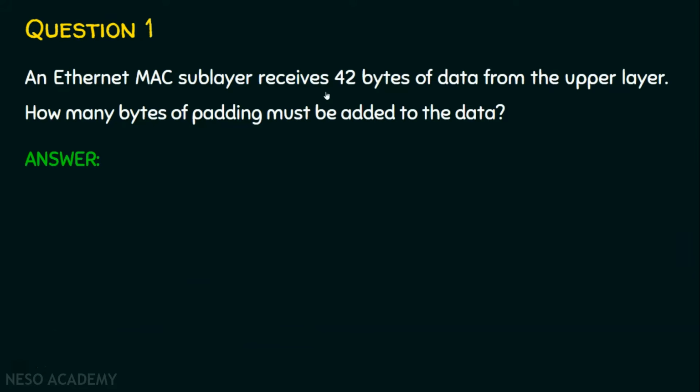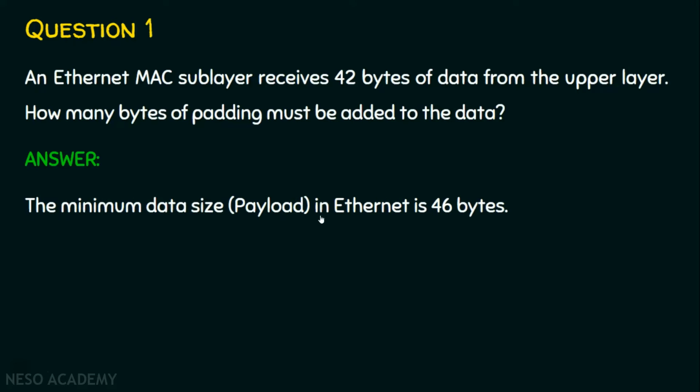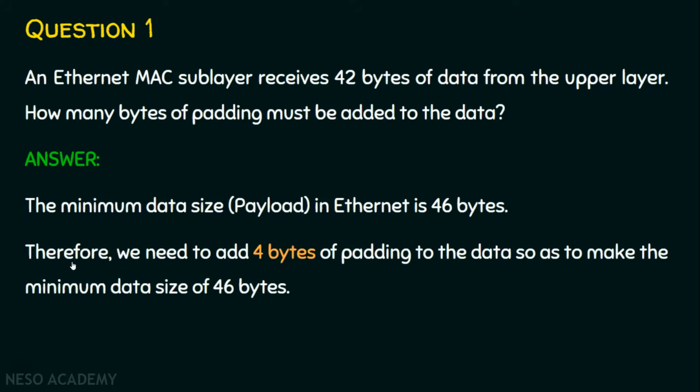So this Ethernet MAC sublayer receives 42 bytes from the upper layer, and we know the minimum size should be 46 bytes in the payload part, but we are receiving only 42 bytes. So how many bytes of padding must be added to the data? 46 is the minimum that we require, but we get only 42 from the upper layer, that is the network layer. So 46 minus 42 is equal to 4. So 4 bytes must be appended. Let's see the answer. The minimum data size or payload in Ethernet is 46 bytes, and therefore we need to add 4 bytes of padding to the data so as to make the minimum data size of 46 bytes. And the answer is 4 bytes.